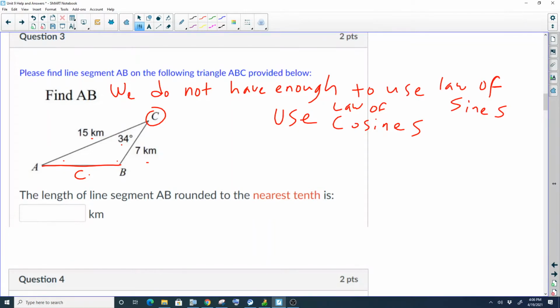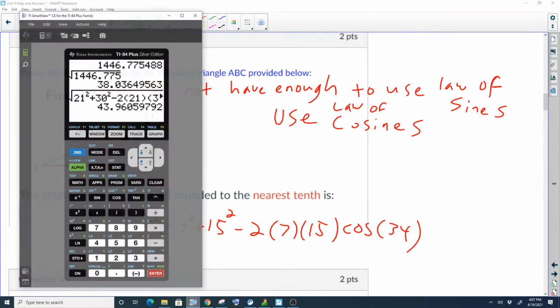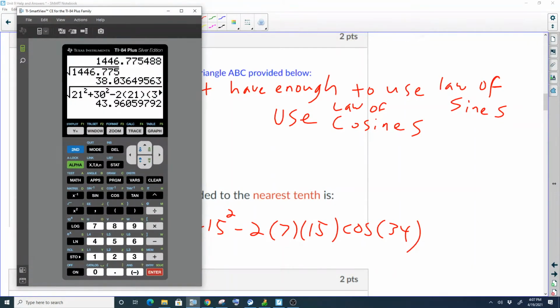Do you remember that? Not too bad. We're just going to try to find little c. So c squared is equal to a squared, which is 7 squared, plus 15 squared, minus 2 times 7 times 15, and then cosine of the angle between the sides. So we're just going to plug that into our calculator.